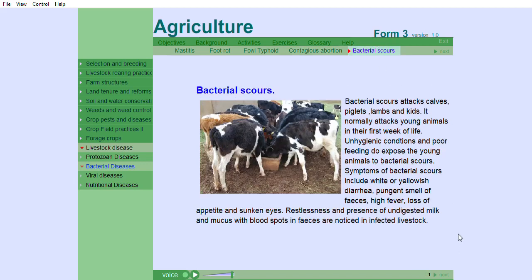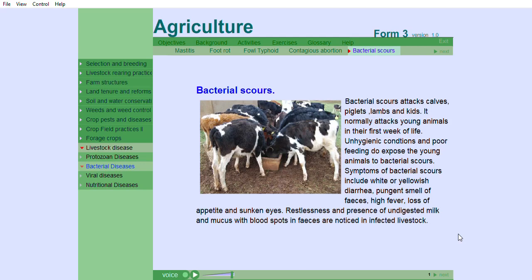Bacterial scours. Bacterial scours attacks calves, piglets, lambs, and kids. It normally attacks young animals in their first week of life. Unhygienic conditions and poor feeding do expose the young animals to bacterial scours.